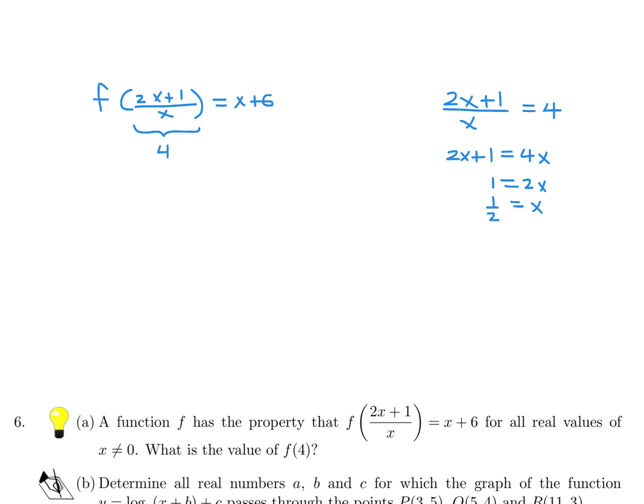So if x is a half, we can easily calculate this. That would be a half plus 6, and that is 6.5 or 13 over 2. And I believe that's it.